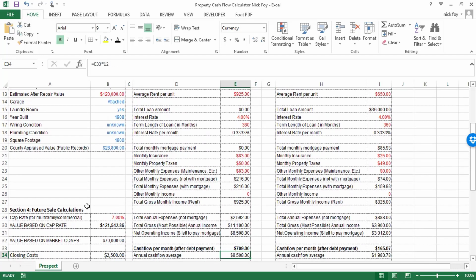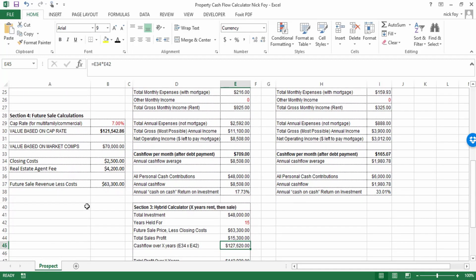Now down here, it's going to calculate everything for you, so let's scroll down and take a look. So our total annual expenses without including mortgage payments is going to be about $2,592. So we're talking roughly $600 for taxes, $1,000 for insurance, and then about $1,000 for maintenance each year. So that works out to about $2,600 there. And then we're collecting about $11,000 in rent each year.